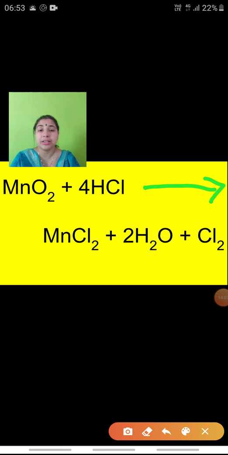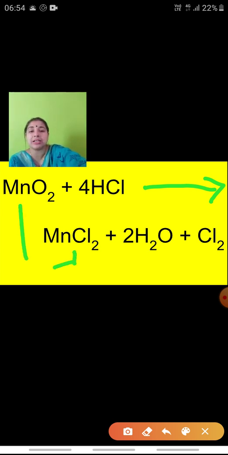Yes children, in this chemical reaction, manganese dioxide converts into MnCl2, manganese chloride. Now what happens here? MnO2 loses oxygen and takes 2Cl2. Though it is taking Cl2, as removal of oxygen is taking place, that means manganese dioxide converting is what? Oxidation or reduction?